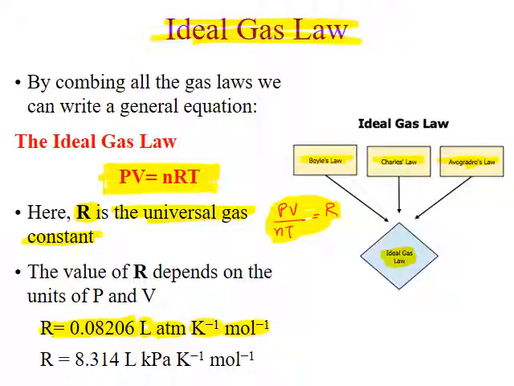R could also have a value of 8.314 when volume is in liters and pressure is in kilopascals. Temperature is in Kelvin and amount is in moles. So whenever you see a question based on ideal gas law, how would you decide which value of R to use? You are going to look for the units of pressure and volume. Whatever the unit of pressure and volume is, you are going to choose the same unit for R, and therefore it would have either one of these values.